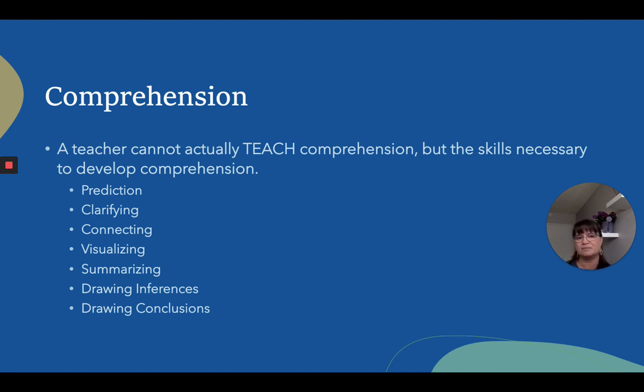But do you remember the simple view of reading, what the two things were that led to better comprehension? Decoding and language comprehension. So those two pieces have to be in place. And then we look at the skills involved in comprehension.